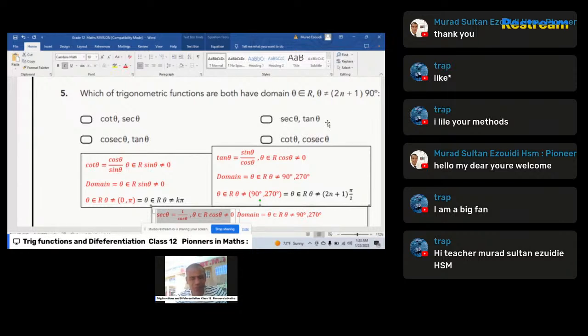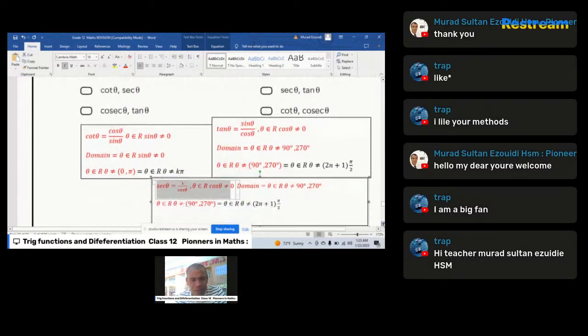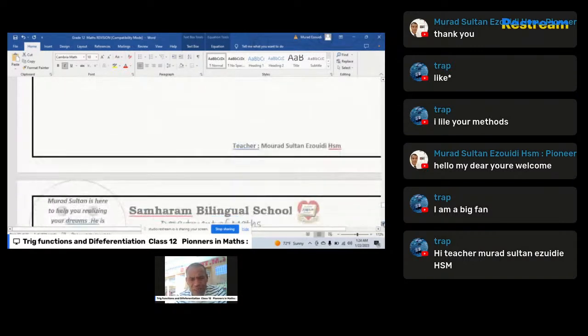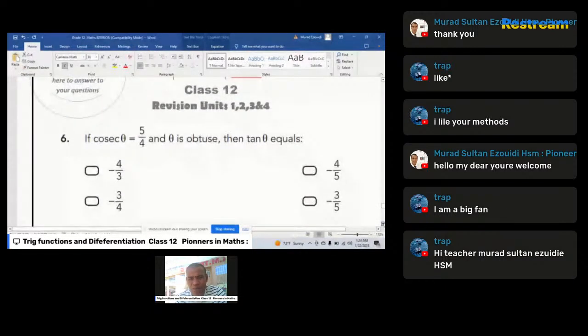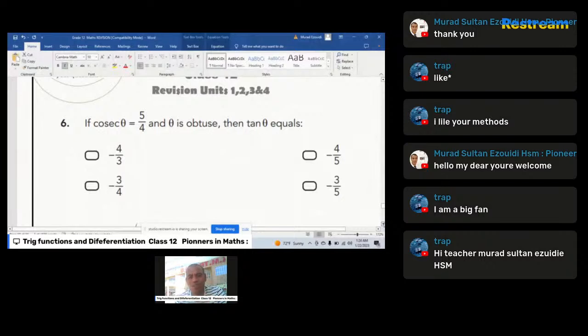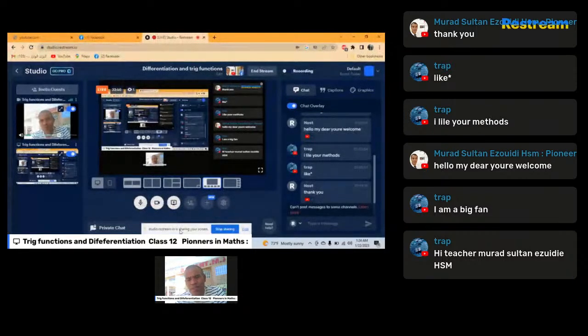Now the next question, I will go back now. I go down. Okay, it works. The next question is dealing with: if cosec of theta is 5/4 and theta is obtuse. What does obtuse mean? It means more than 90 and less than 180 degrees. Means the angle theta should be in fact between, let's say, you should tell that my angle theta is an obtuse angle, meaning it is in the second quadrant.